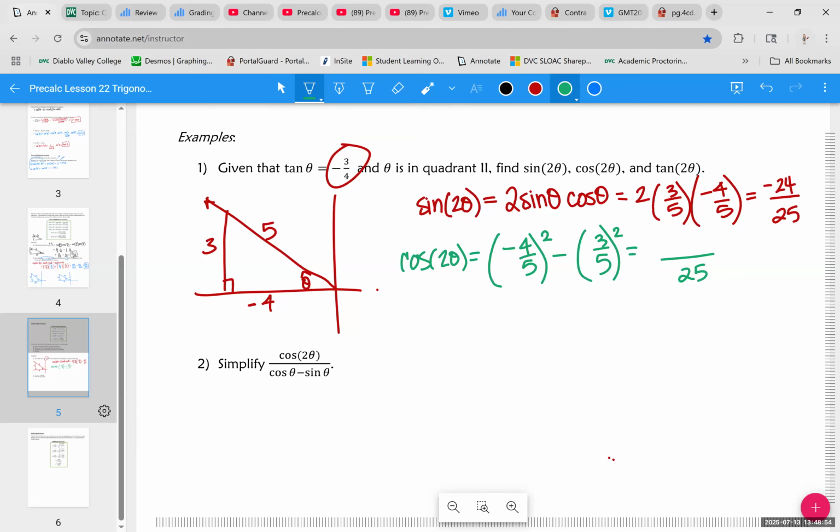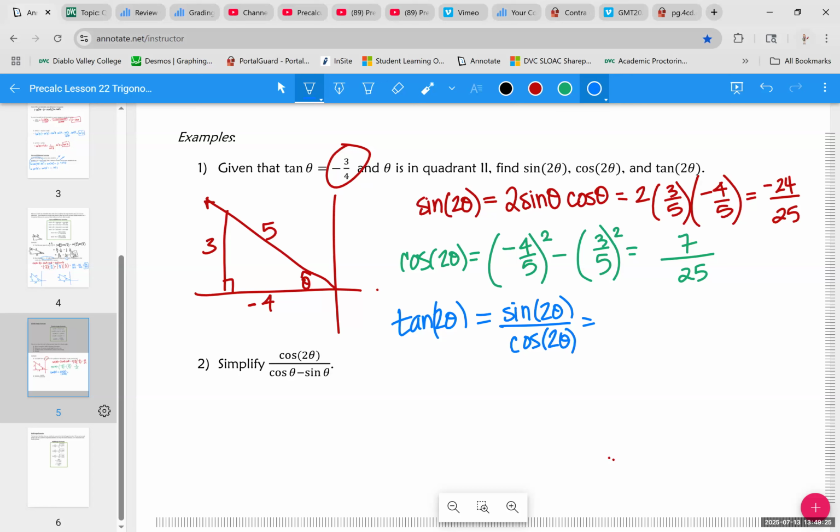That'll be over 25, and it looks like I'll have 16 minus 9, which is 7. And last but not least, I'm going to do a really clever trick here. Since it wants me to find tangent of 2 theta, I could go through that formula, or I could just realize that the tangent is the sine over the cosine. Since I've already found those 2 things, this would be a much faster way to do it.